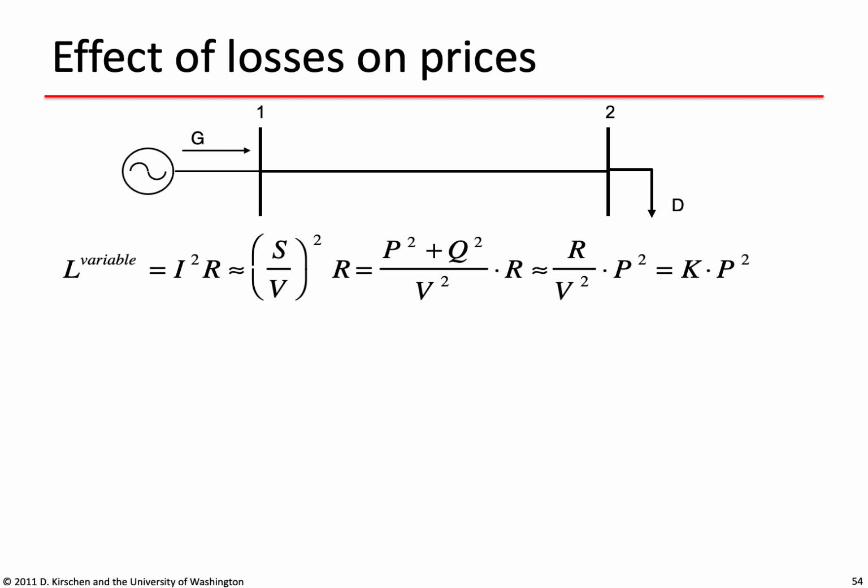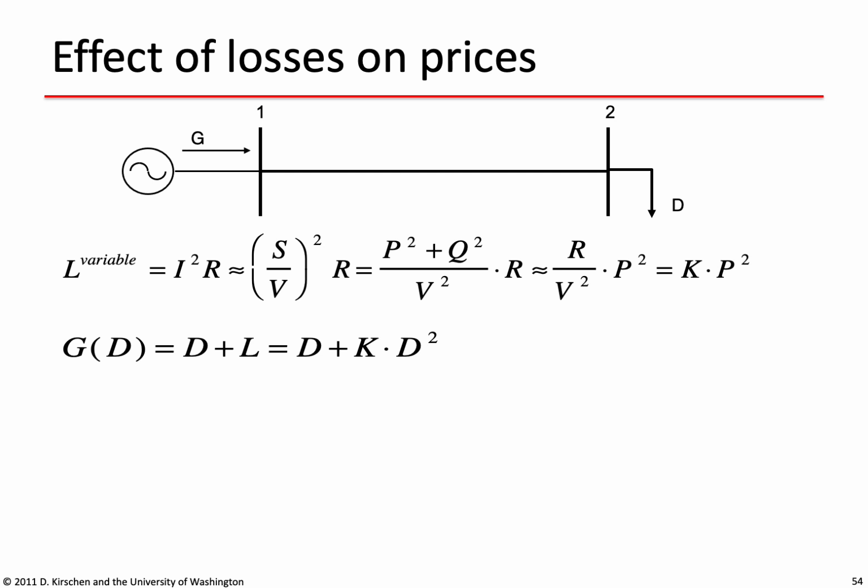so we'll make the assumption that we can neglect Q squared, and therefore our variable losses are given by R over V squared times P squared, or some factor K times P squared, where K is R over V squared. We will neglect the changes in voltage. Now the generator G must produce a certain amount of power to meet the demand D, and this generation must be equal to demand D plus whatever losses we have. So G of D is D plus K times P squared, or D squared in this case.